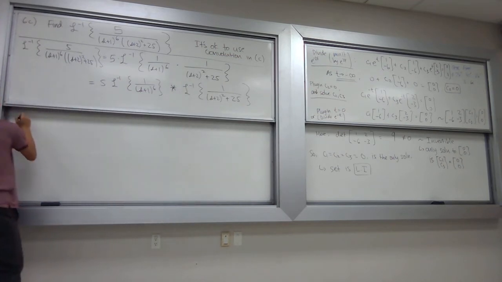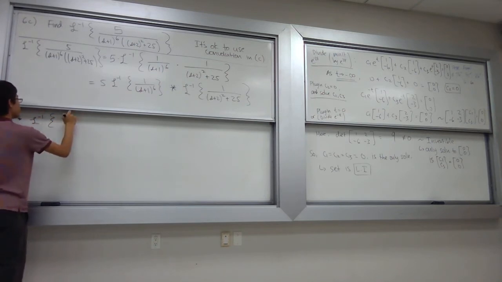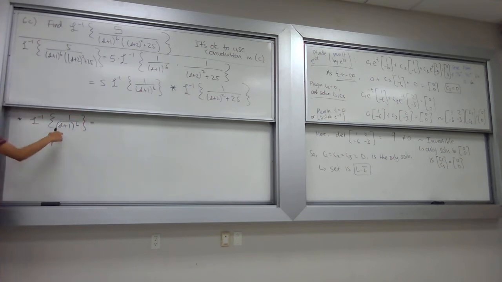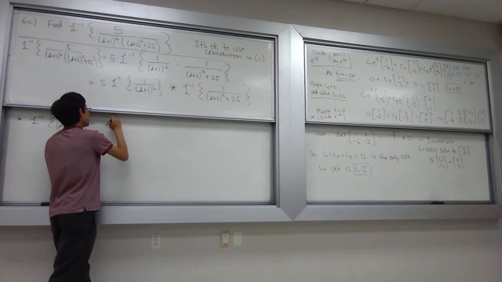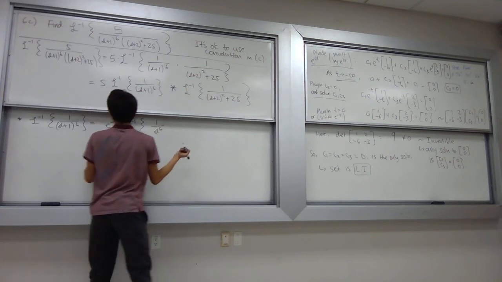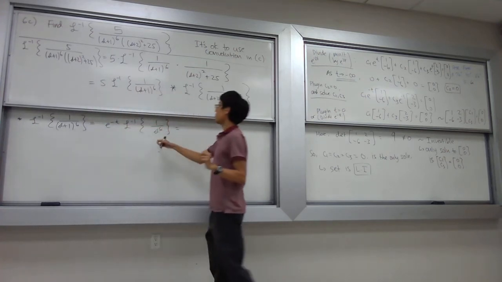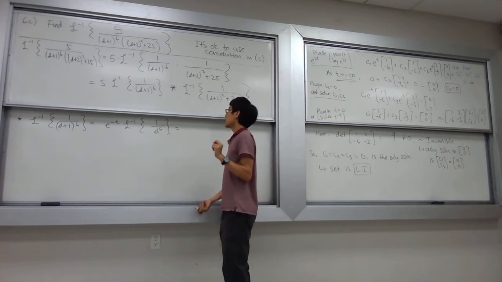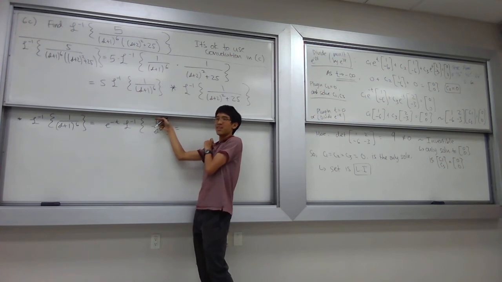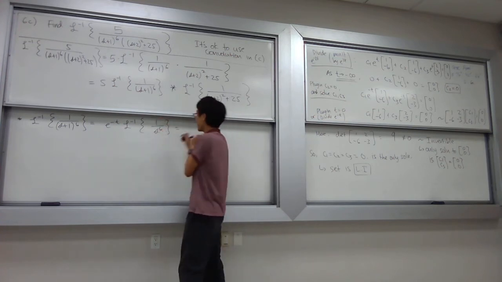First one. So the first one, the inverse transform of 1 over (s plus 1) to the 6th. We see there's a shift. So what does that become? e to the negative t, and then what you're left with inverse transforming is the thing without the shift, so 1 over s to the 6th. And then what's that one's inverse transform? t to the 5th. There should be a 5 factorial up there, right? So we have to divide by 5 factorial.